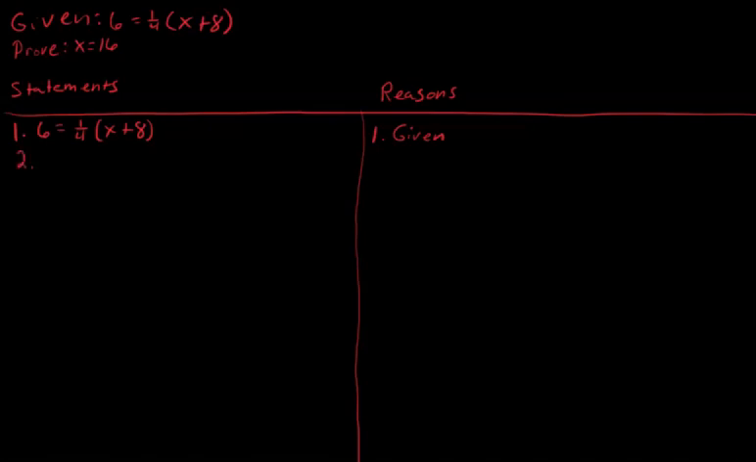Our second step here would be probably to distribute. So we're distributing this 1/4 to the x and the 8. So we get 1/4 x plus 1/4 of 8, which is 2. So what did we do to both sides? What did we do to the equation to get here? What did we do from step 1 to step 2? We distributed. So this is the distributive property.